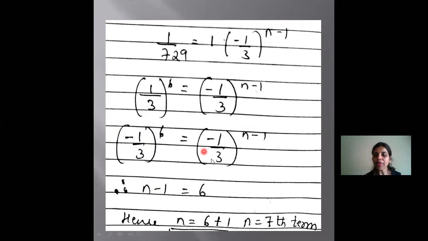Now minus 1 I am taking to the other side. So it becomes n is equal to 6 plus 1, that is 7. So n is equal to 7th term. So that's the final answer. Put it in the box.